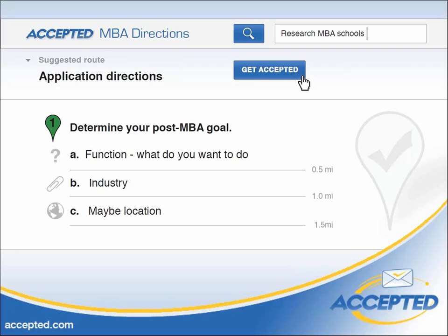Now, what do you do if your goal is fuzzy? Or what if you really don't have one? Well, as you may guess from the importance I'm putting on a post-MBA goal, I would say you need to get one before you can apply. And you need to get one before you can apply for two reasons.